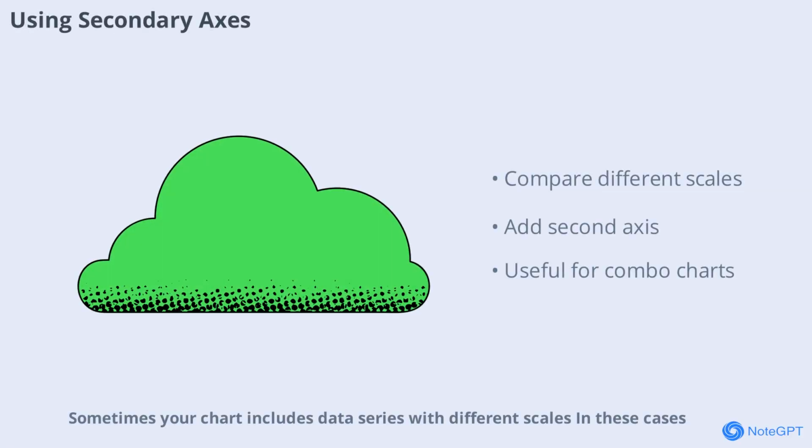Sometimes your chart includes data series with different scales. In these cases, adding a secondary axis can make your chart easier to read. Excel allows you to add a second vertical or horizontal axis, so you can compare values like sales and profit on the same chart. This feature is especially useful in combo charts or when dealing with diverse data sets.